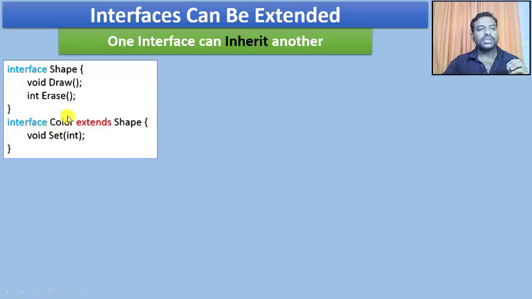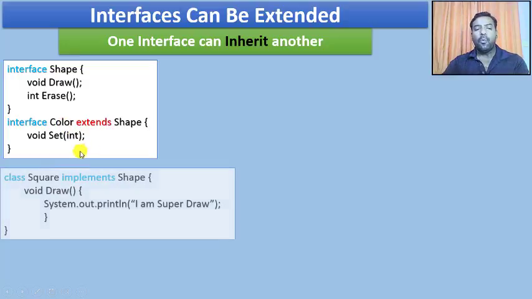And just look at this. Now this interface is going to extend the shape interface. And so this is going to be the super interface and this is going to be the sub interface. Whenever we have such a scenario, we are going to call this inheritance of interface. So now when I have a class which implements shape, how many methods does it have? It has got two methods. The shape has got two methods.